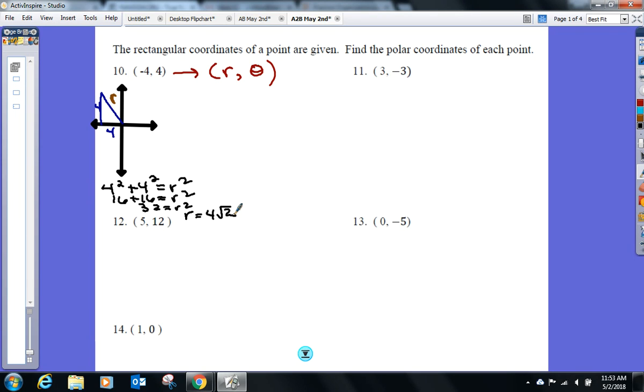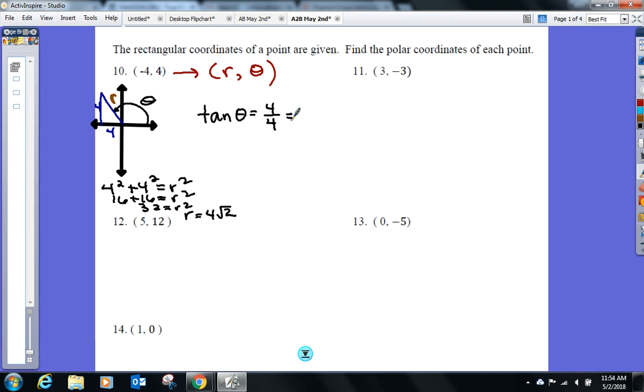How do I find theta now? The angle in the second quadrant. Anybody remember what I used? Tangent. Opposite side over the adjacent. It doesn't matter here because the numbers are the same, but it will matter once you go to number 11 and 12 when the numbers are different. 4 over 4. What are you pressing on your calculators now? Inverse tangent.